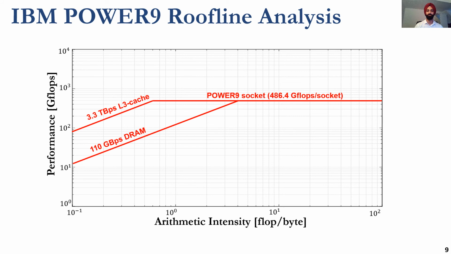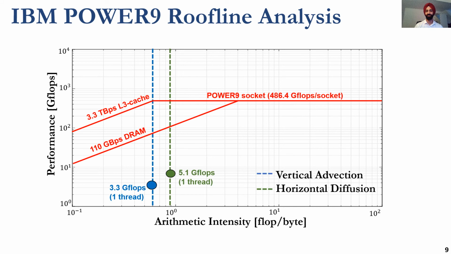We show the peak for an IBM 16-core Power 9 socket with peak DRAM and L3 bandwidth. The single thread performance of vertical advection is shown in blue and horizontal diffusion in green. After optimizing these kernels for the Power system using various optimization-based techniques, we achieved 29.1 gigaflops and 58.5 gigaflops respectively for a complete Power 9 socket.